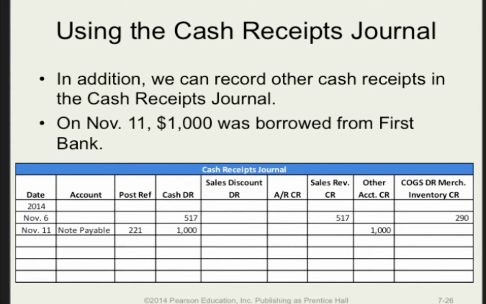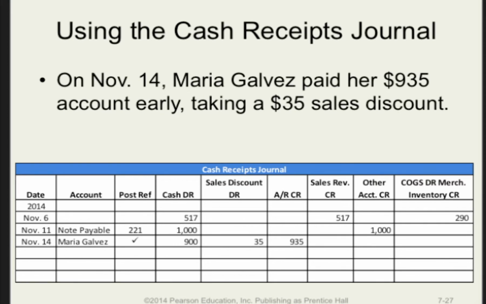On November 11, $1,000 was borrowed from First Bank. The amounts are recorded in the cash receipts journal with a debit in the cash debit column and a credit in the other accounts credit column. On November 14th, we record a $900 payment from Galvez. Galvez also took a $35 discount for early payment. The transaction is recorded in the cash receipts journal with $900 in the cash debit column, $35 in the sales discount debit column, and $935 in the accounts receivable credit column.